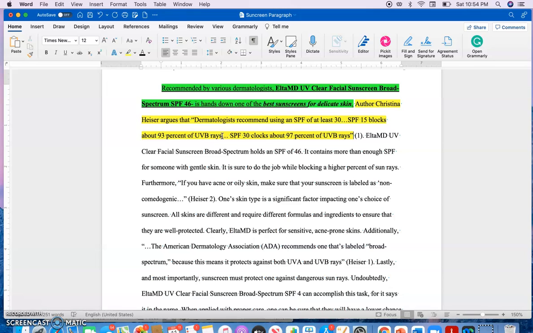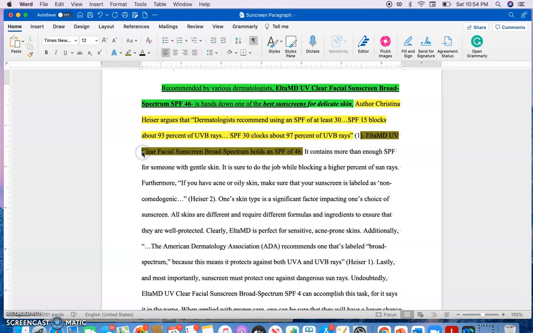But now you have to elaborate, because remember, you're proving that EltaMD is the best sunscreen. So does EltaMD meet the American Dermatological Association's recommendations for SPF? Well, let's see. It says EltaMD UV Clear Facial Sunscreen holds an SPF of 46. So yeah, they went ahead and they supported their position that EltaMD is a great sunscreen, and it's a great sunscreen because it's backed by dermatologists' recommendations. So I'm going to highlight that in this orange color, or more of a brown.